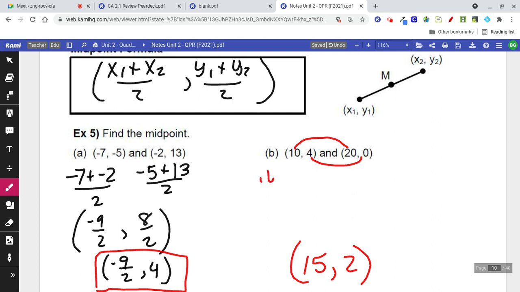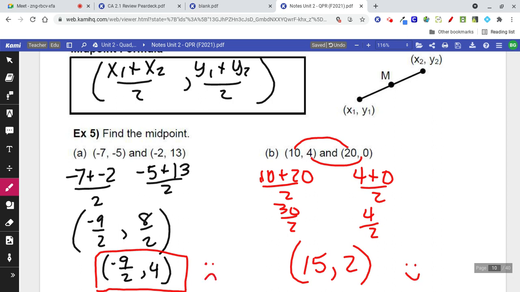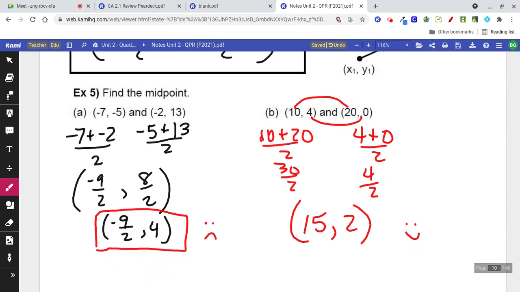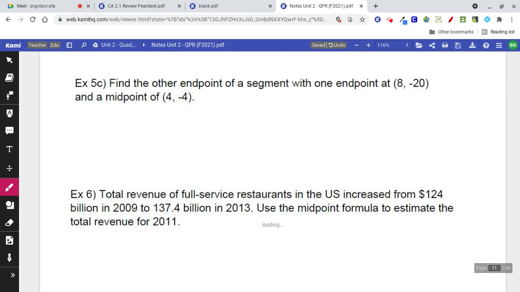Now, if you want to use the formula, of course, you're welcome to. X plus x over 2, that's 30 over 2, that's 15. And y plus y over 2, that's 4 over 2, that's 2. So, of course, you can use your formula. Sometimes you can just see it, though. Now, be careful, because I thought it was kind of easy on the second one to see. I don't think it was quite as easy on the first one. So use the formula, use your brain, use both.